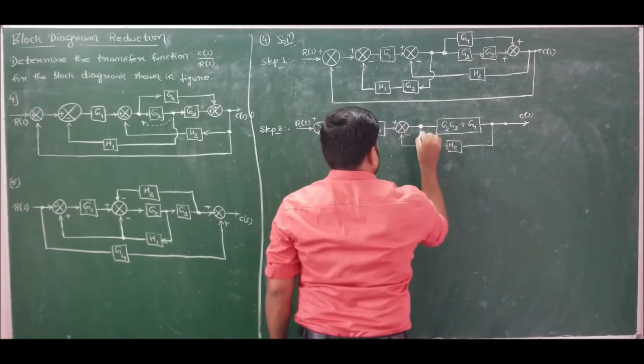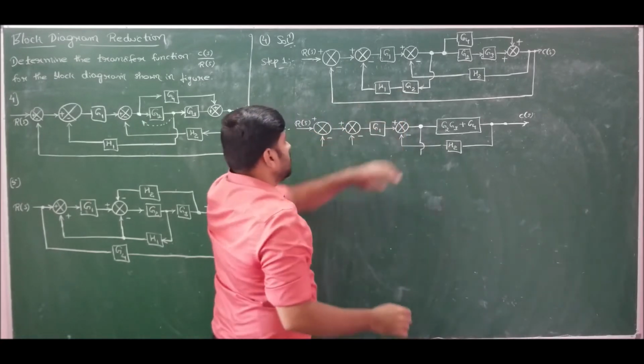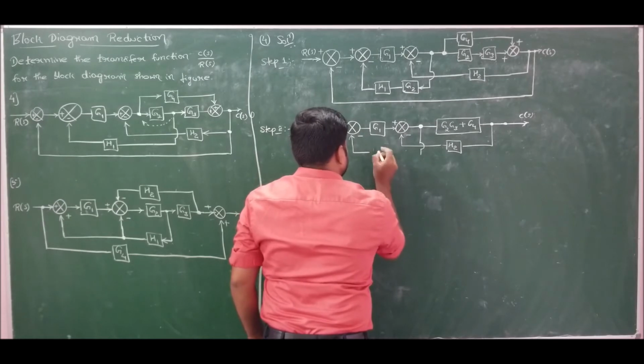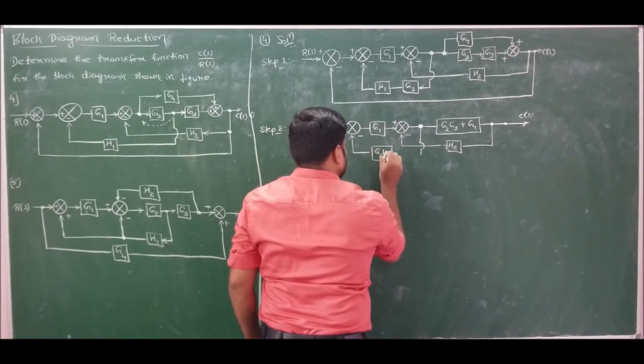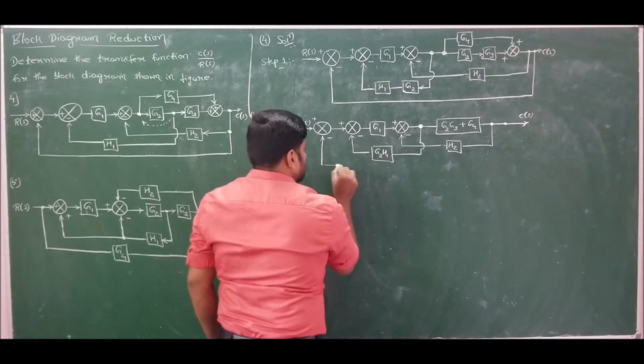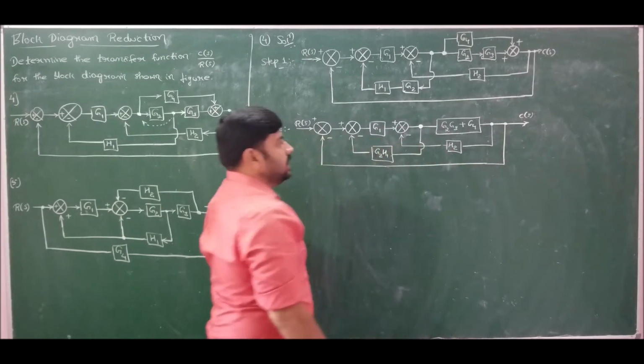and we have, these two are in series, so therefore it is H1 G2. Let me write it as G2 H1, and we have unity feedback. We have unity feedback. Done.